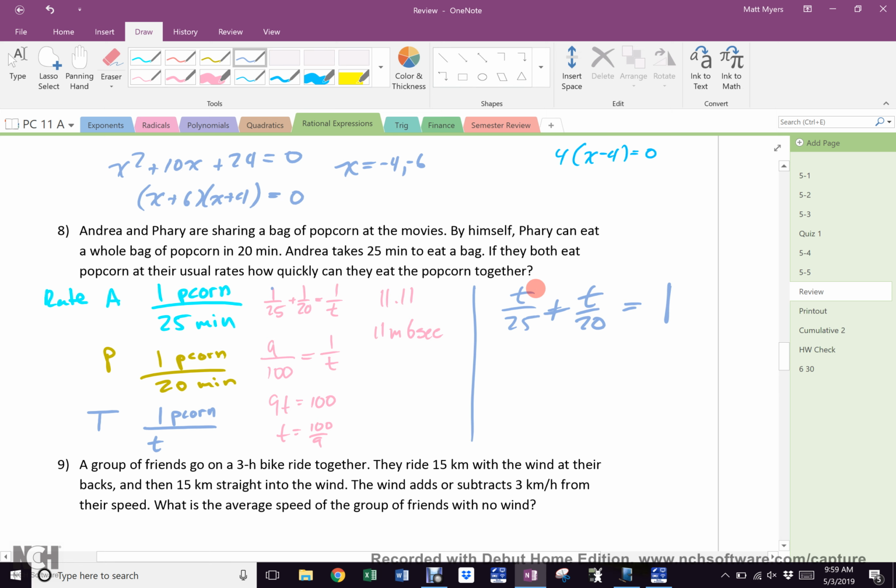Because the common denominator is 100, so you multiply that by 4, you multiply that by 5, you multiply that by 100, and then you get 4t plus 5t equals 100, 9t equals 100, t equals 100 over 9. Do I care which way you do it? It all comes down to what you understand, yes? If you understand rates, use the rates. If you understand that Andrea is going to take some fraction out of 25 to eat her share of the popcorn, then do this. I don't care which way you do it, right? Because as you can see, we ended up with the same answer.